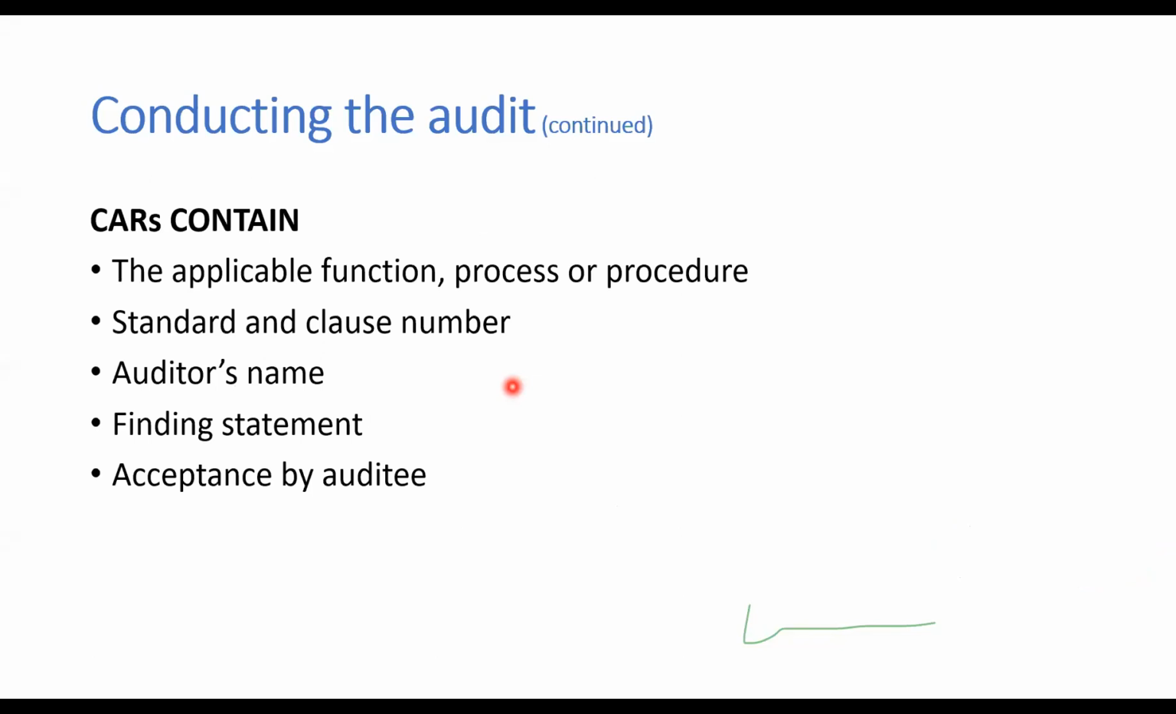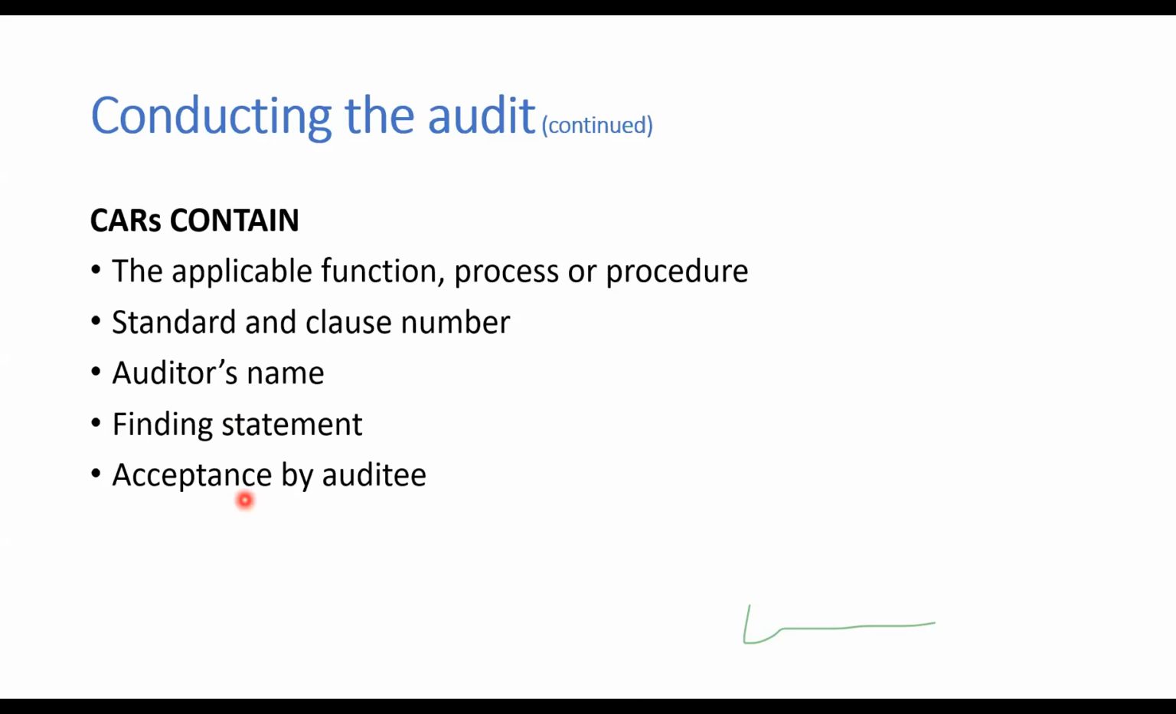Then our CAR should contain the applicable function, process, or procedure. For example, what departmental audit you have performed, what document you have seen, and what function you are seeing when you have identified this as a CAR. Standard and clause number. For example, if it is against the 9,000 standard or 14,000 or 45,000 standard, the reference of the standard and the clause number, auditor name, finding statement, and acceptance by the auditee.